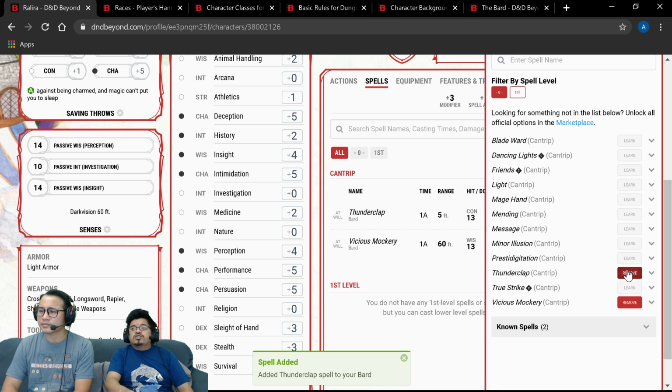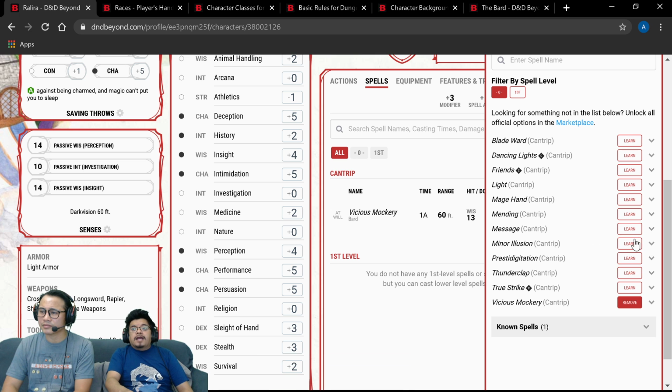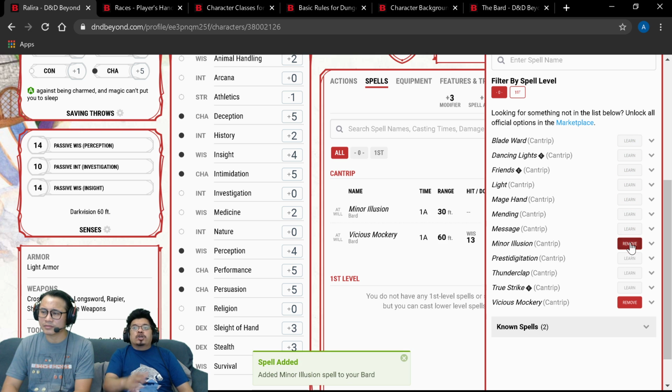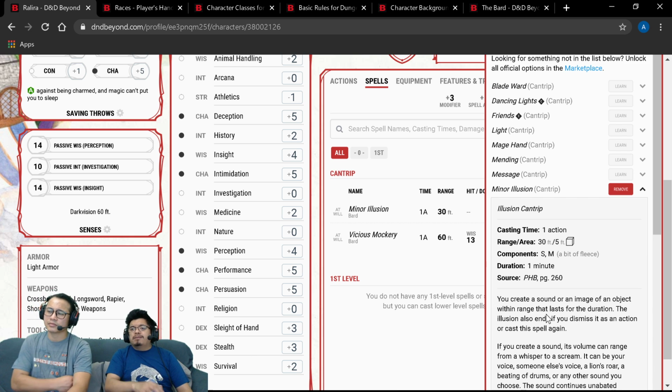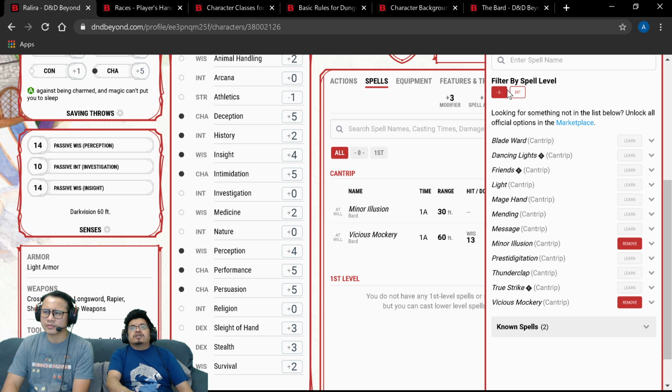So let's say you don't want to hurt your team. A good alternative, in my opinion, would be Minor Illusion. What that does is allows you to create a sound or an image of an object within range that lasts for the duration, and it basically distracts. I'm not going to go into details of how it works because we're keeping it nice and simple. Notice here that once I chose to learn the 2, D&D Beyond knows I can't learn any more. So you don't have to worry about, did you choose enough?